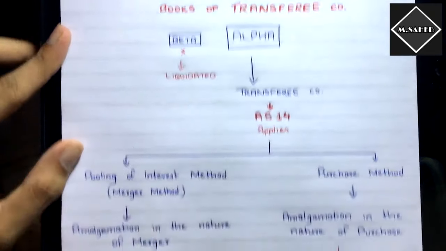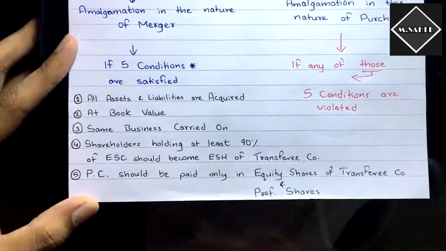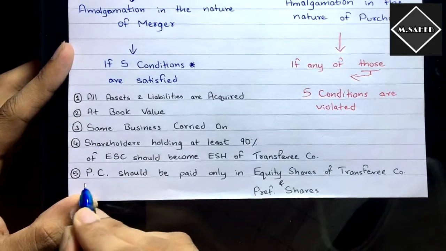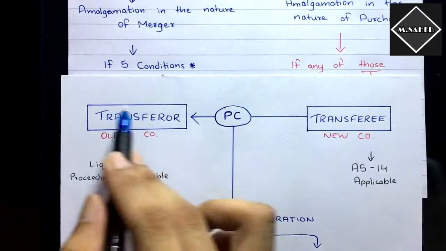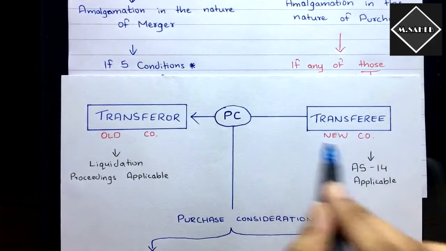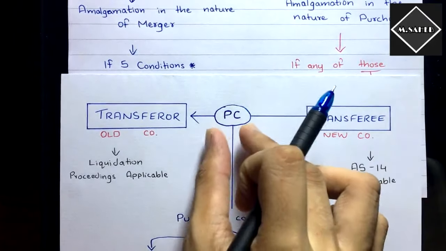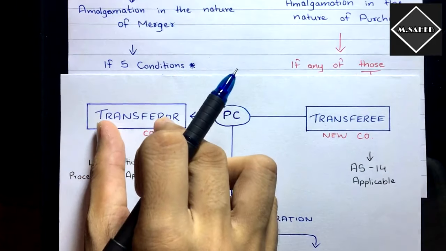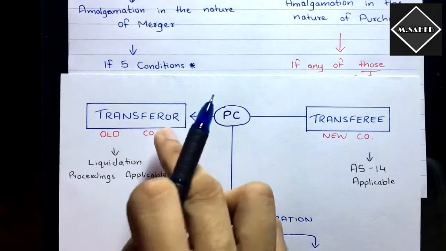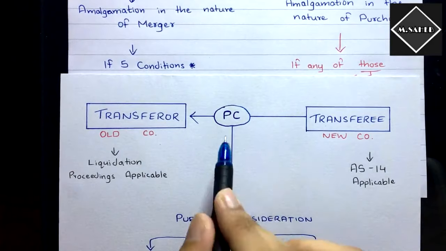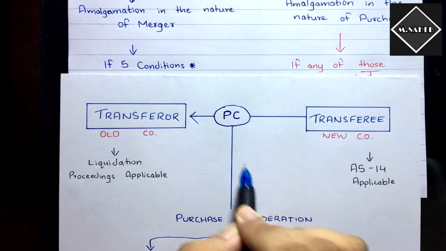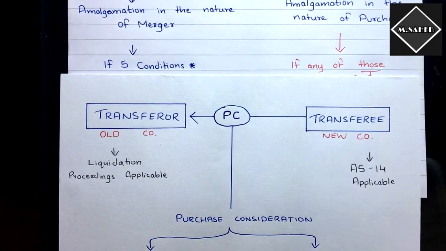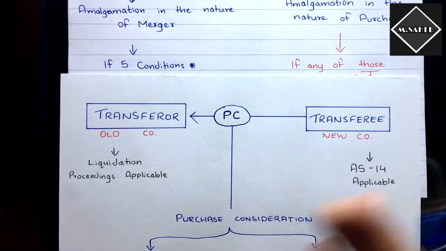Okay. And then the fifth condition is, see here, PC, purchase consideration. Purchase consideration means something that is paid to the owners of the old company by the transferee company. या ये company कुछ देती है to the owners. Who are the owners? Preference shareholders and equity shareholders. So what do they give? They give in the form of shares, debentures, bonds, or cash. So now purchase consideration can be in various forms.